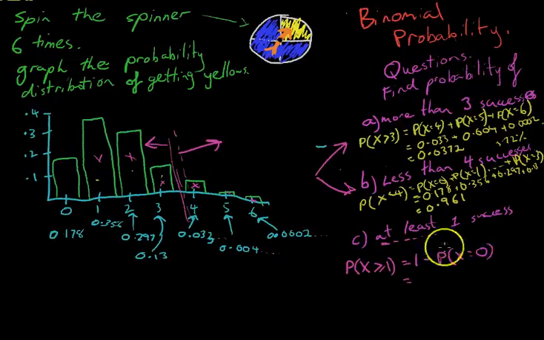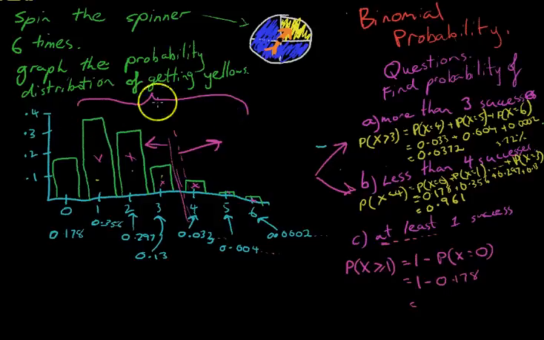All of a sudden, we have a question that we can solve really, really fast. 1 minus the probability that x is equal to 0, 0.178. And so this is what we want, probability of this occurring. So all we do is 1 minus the probability of this occurring. And that gives us 0.822.